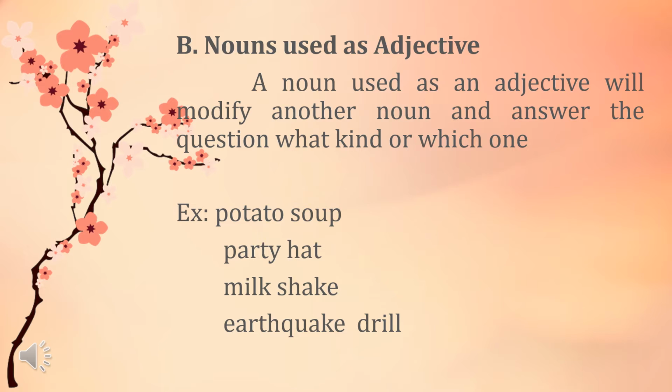As you can see, a noun there is used as an adjective which modifies another noun. It's a combination of 2 nouns. But the first noun acts as an adjective.